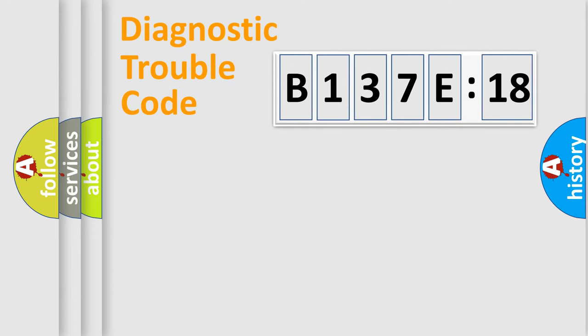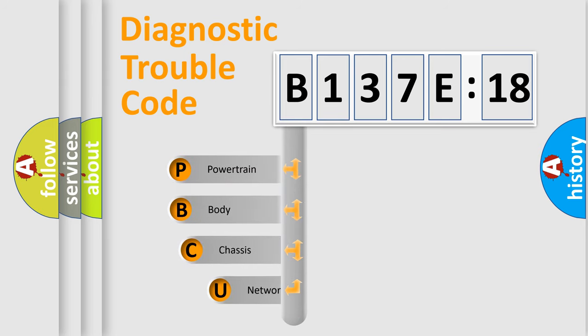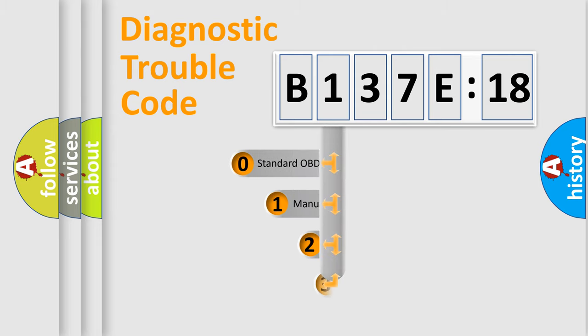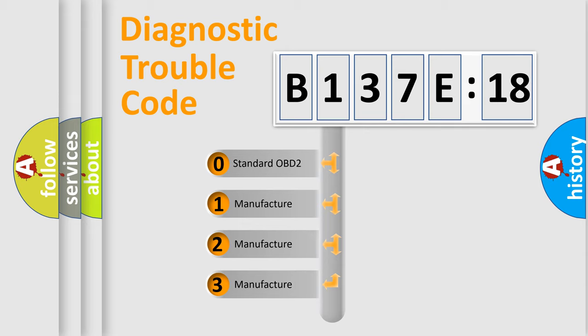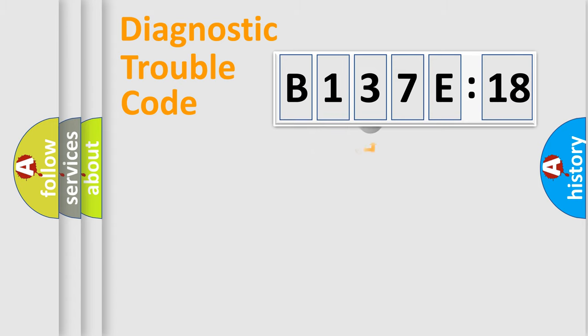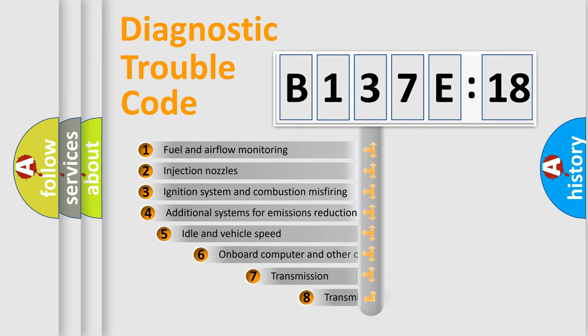Let's do this. First, let's look at the history of diagnostic fault code composition according to the OBD2 protocol, which is unified for all automakers since 2000. We divide the electric system of the automobile into four basic units: powertrain, body, chassis, network. This distribution is defined in the first character of the code. If the second character is zero, it is a standardized error. In the case of numbers 1, 2, 3, it is a more specific, car-manufacturer-specific error.